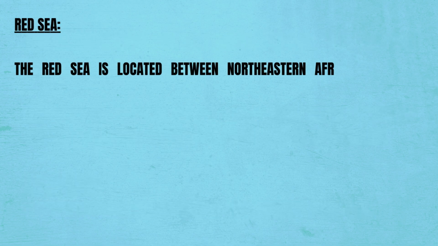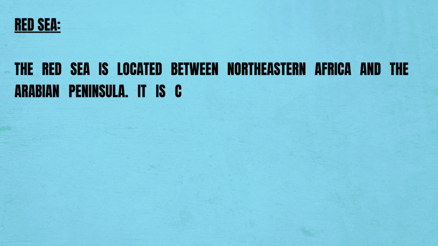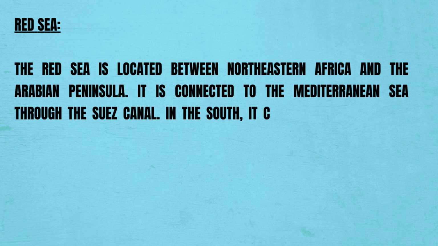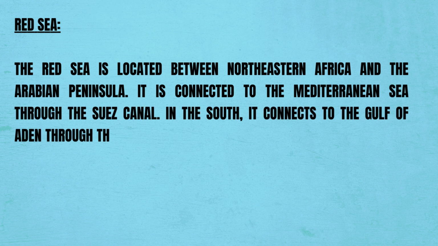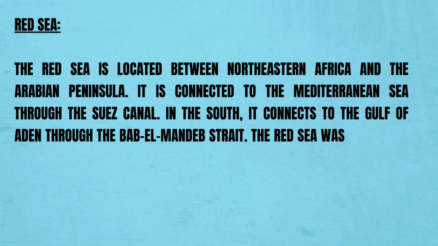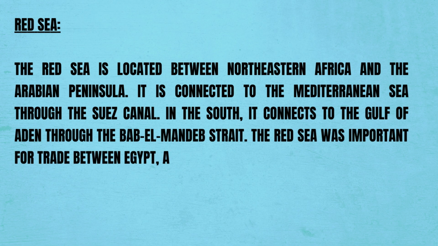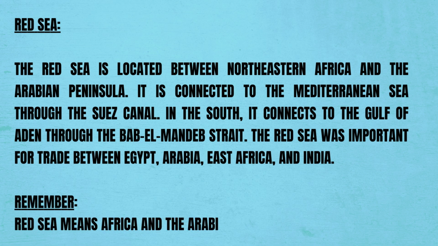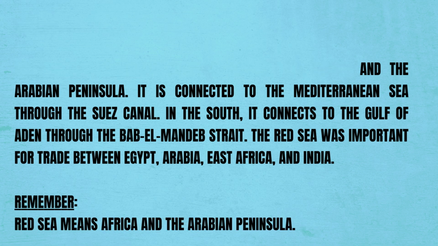Red Sea. The Red Sea is located between northeastern Africa and the Arabian Peninsula. It is connected to the Mediterranean Sea through the Suez Canal. In the south, it connects to the Gulf of Aden through the Bab el-Mandeb Strait. The Red Sea was important for trade between Egypt, Arabia, East Africa, and India. Remember, Red Sea means Africa and the Arabian Peninsula.